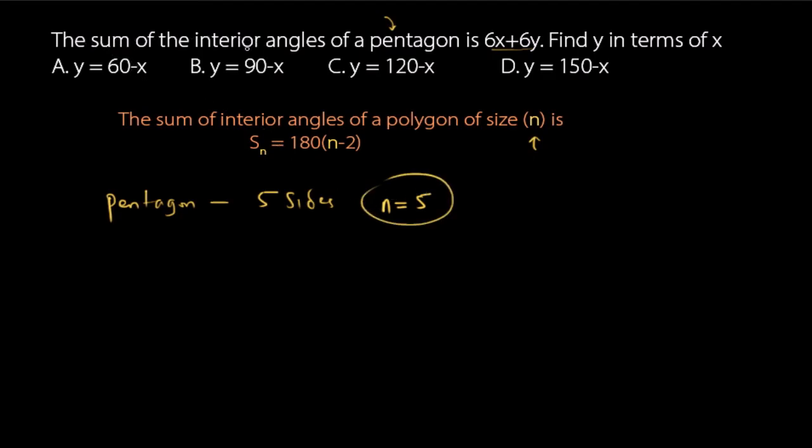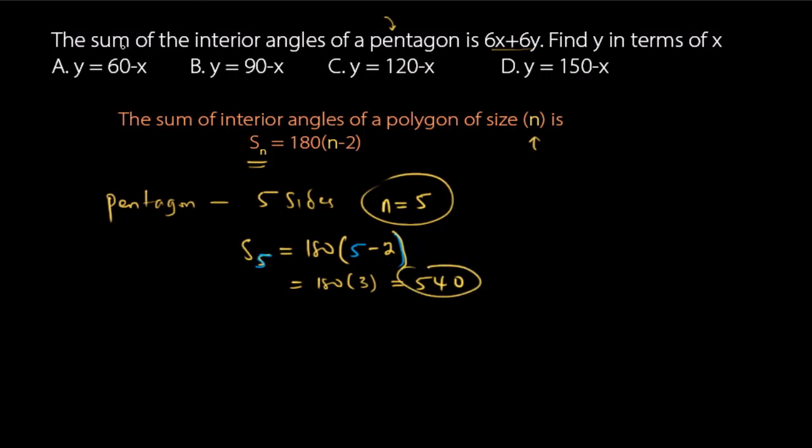So that implies that the sum of the interior angles of a pentagon, using this formula, is just going to be S_5 equals 180 multiplied by (5 minus 2). This is what we have as the sum of the 5 interior angles of a pentagon, and this is just going to give us 180 multiplied by 3, which is equal to 540.